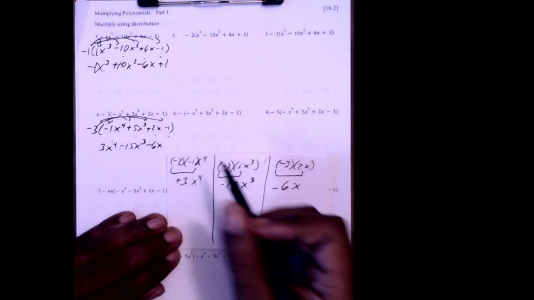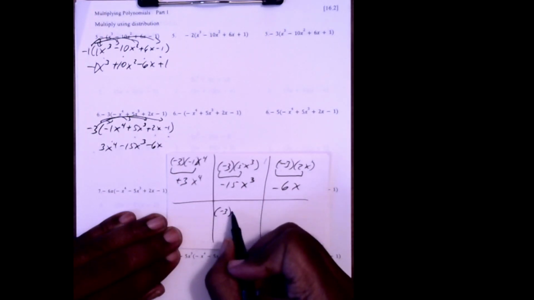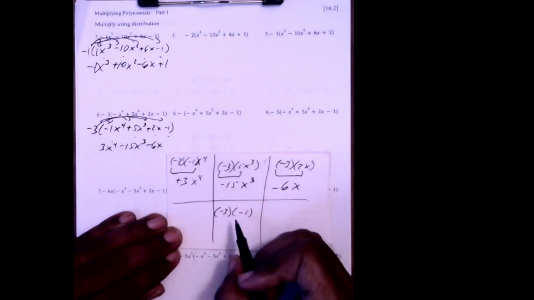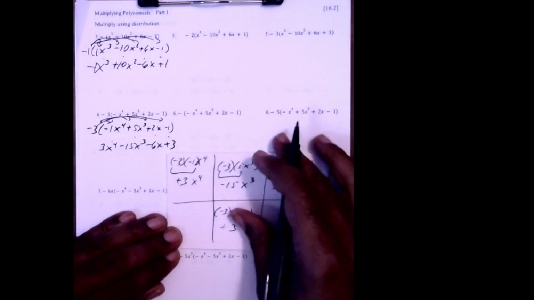Negative 6x. And finally, we're multiplying a negative 3 with a negative 1 here. 3 times 1, again, is 3. And if you multiply by 2 negatives, you're going to get a positive. So it's going to be a positive 3. Okay.